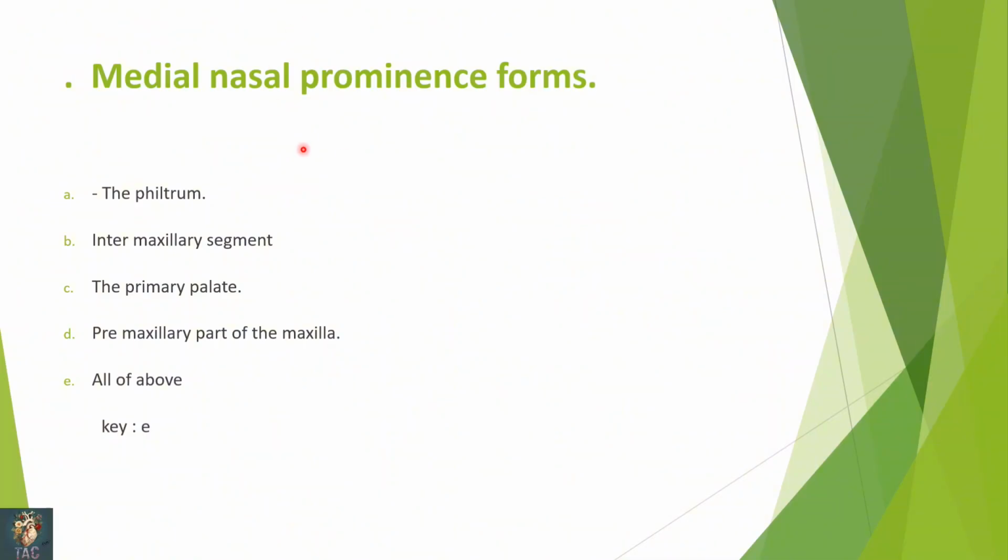Then the medial nasal prominence forms the philtrum, the intermaxillary segment, the primary palate, the premaxillary part of the maxilla. So these are all correct options. Technically, the philtrum is also formed from the medial nasal prominence. The intermaxillary segment is also formed by fusion of the medial nasal prominence. Similarly, the primary palate, and these are all collectively called the premaxillary part. So all of the above, option E, is correct.